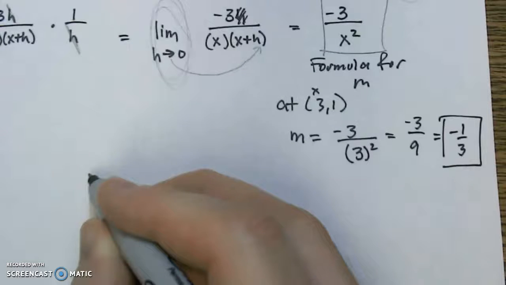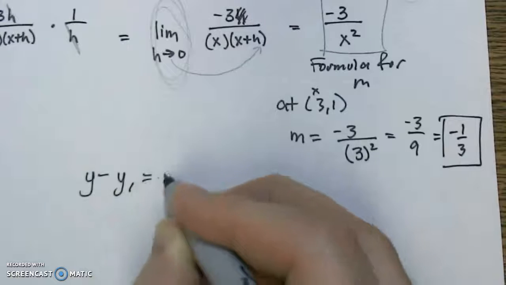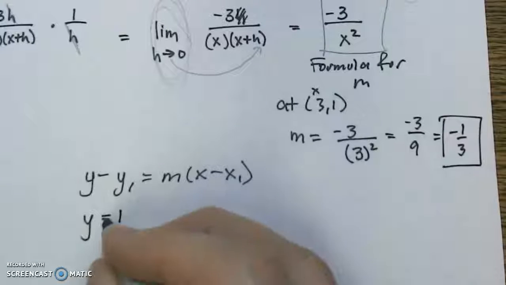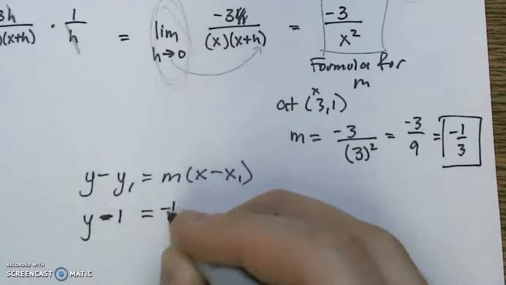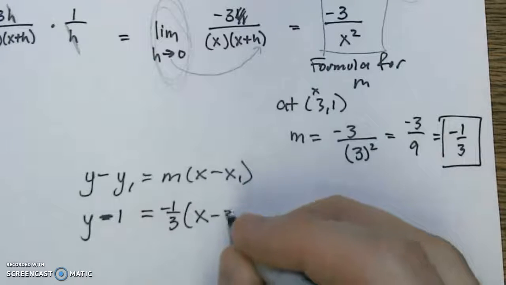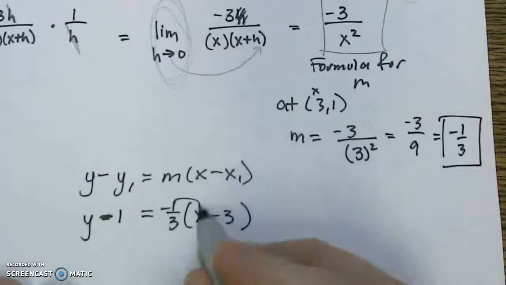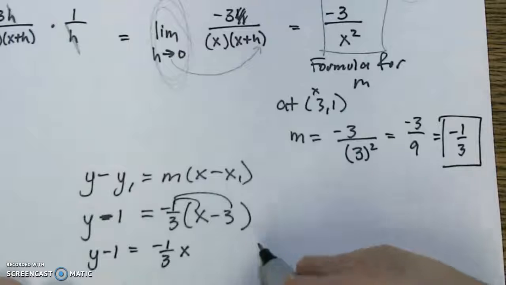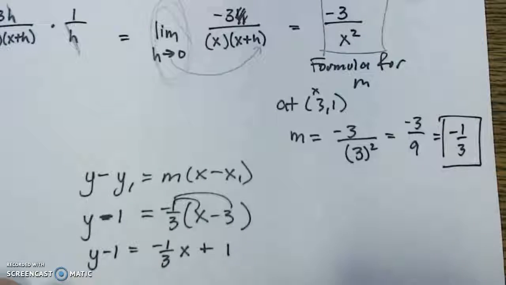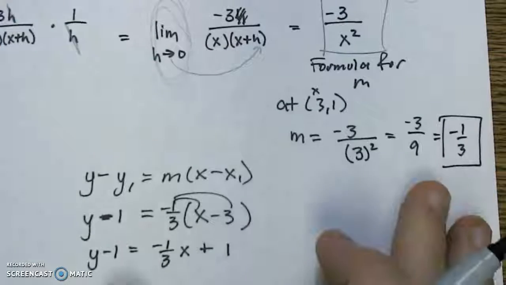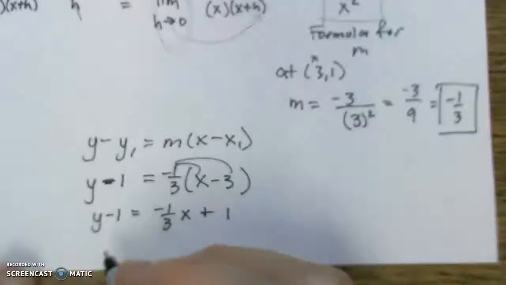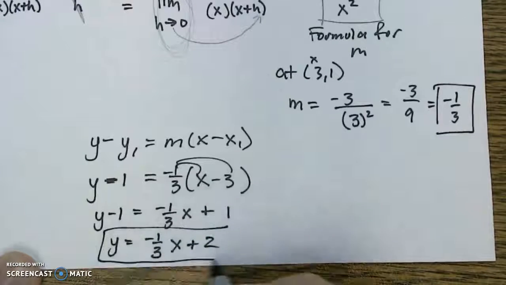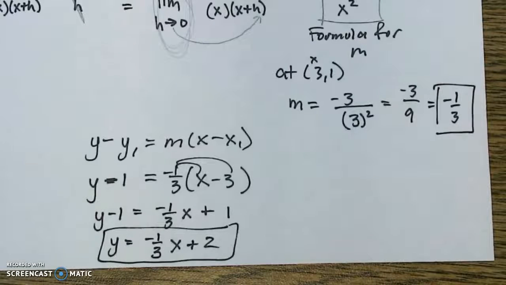So they want the whole equation of the line. So plug in your 1, that's a minus. Plug in your 1, plug in your -1/3, and plug in your 3. Distribute your slope. And then add 1 to the other side. So that is the equation of the tangent line.